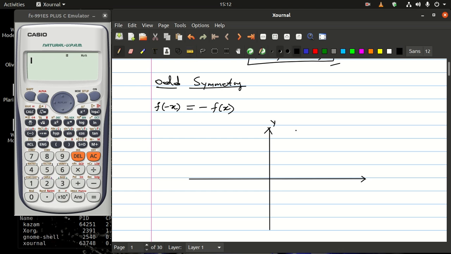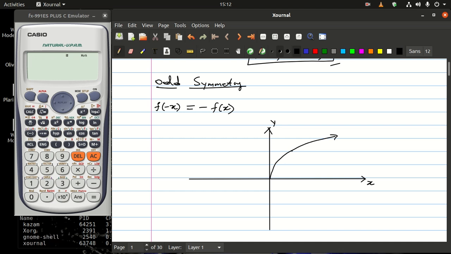Now this is y, this is x. We said that I'm going to give you a curve here, and I'm going to say this is the curve. Let's say this curve is a curve of an even function, or a function that has even symmetry. So how would the other piece look?